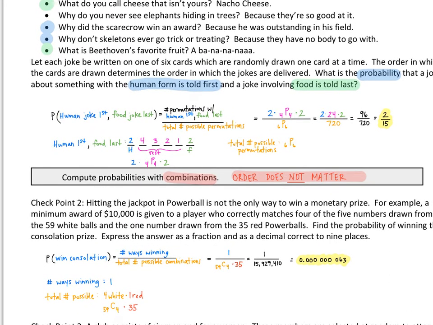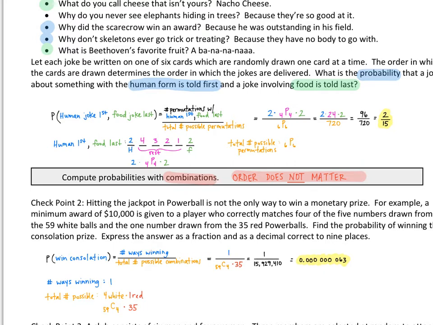So we want to know what's the probability of winning this consolation prize. So we take a look and we say, well, what are the number of ways we can win over the total number of possible combinations? It doesn't matter the order in which these balls are chosen, so long as my numbers match what's pulled out of them. So how many ways can we win? Well, there's only one way. You only have one ticket with certain numbers on it. So there's only one way.